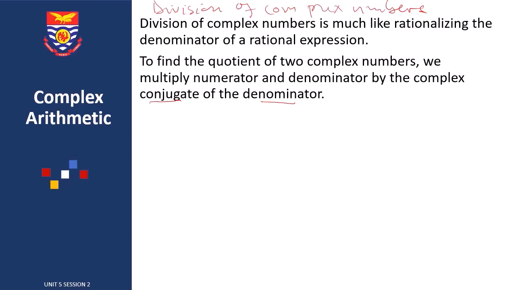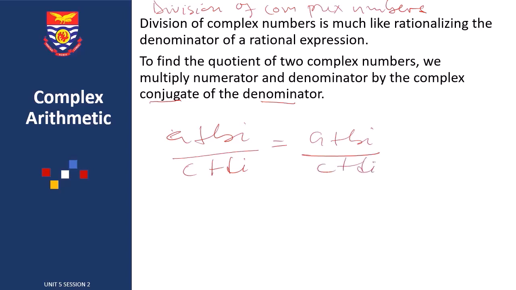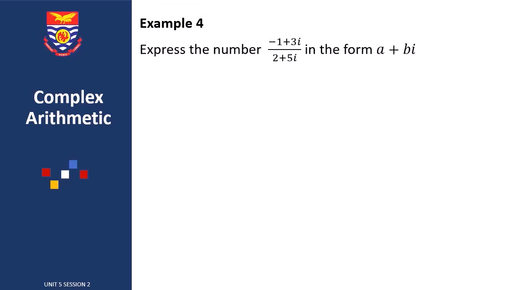For instance, let's say a plus bi divided by c plus di. If I want to find the quotient, I multiply by the conjugate pair, c minus di divided by c minus di, in that order. Let's look at examples in the next.